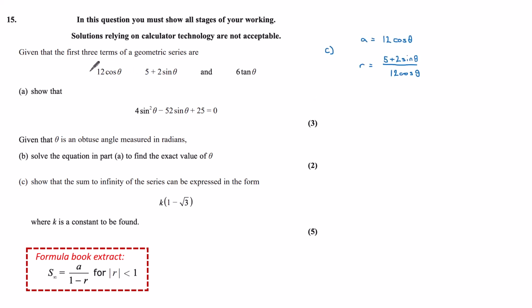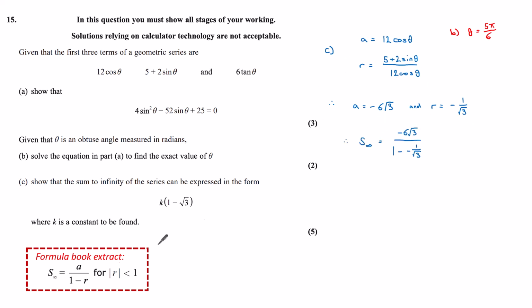So a is the first term of our sequence, which is 12 cos theta, and r we've shown previously to be either 5 plus 2 sine theta over 12 cos theta or 6 tan theta over 5 plus 2 sine theta. Here I've chosen the 5 plus 2 sine theta over 12 cos theta. We know theta to be 5 pi by 6 from part B. If we substitute this value of theta into our a and our r, we will find an a value of negative 6 root 3 and an r value of negative 1 over root 3.